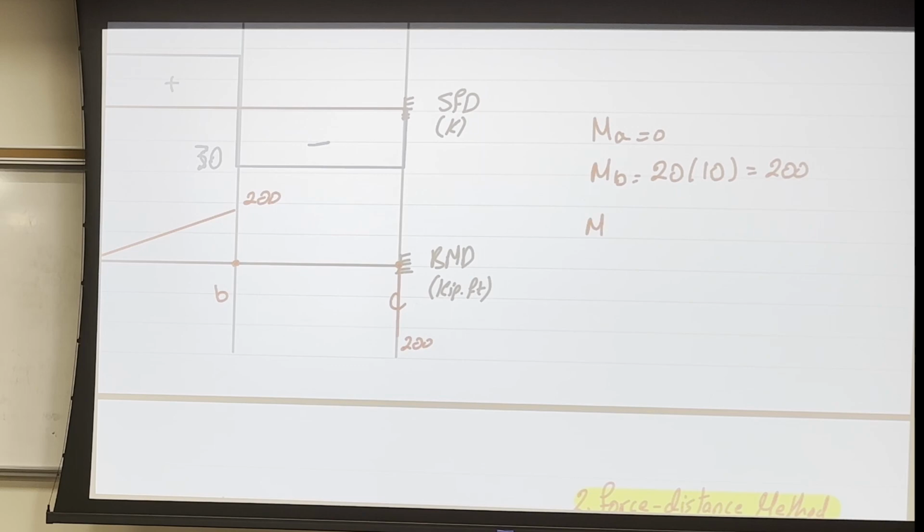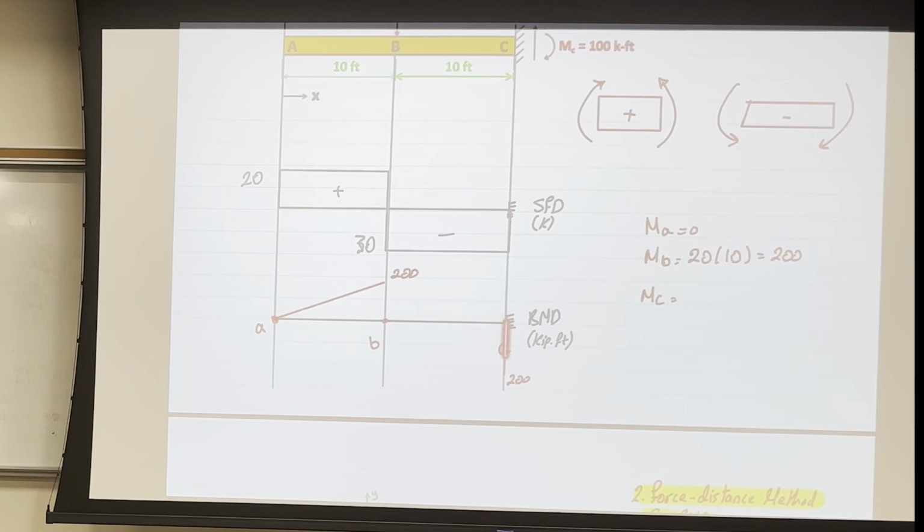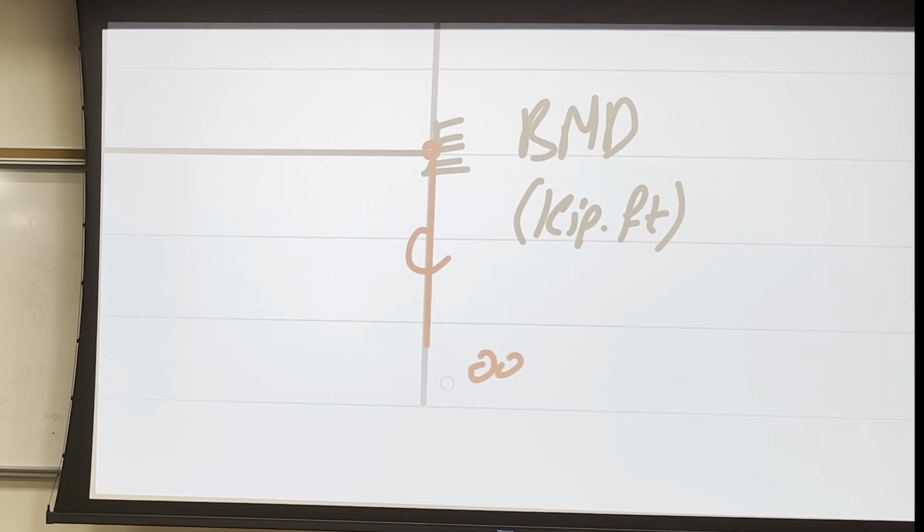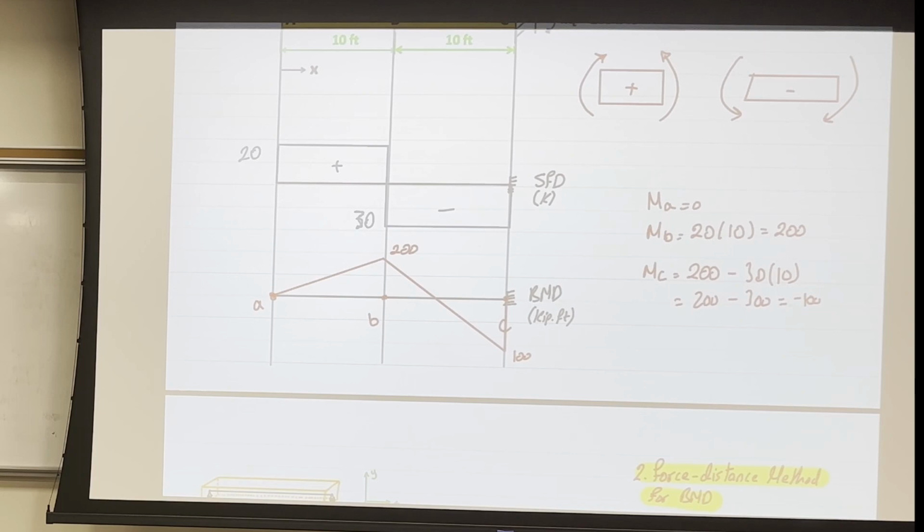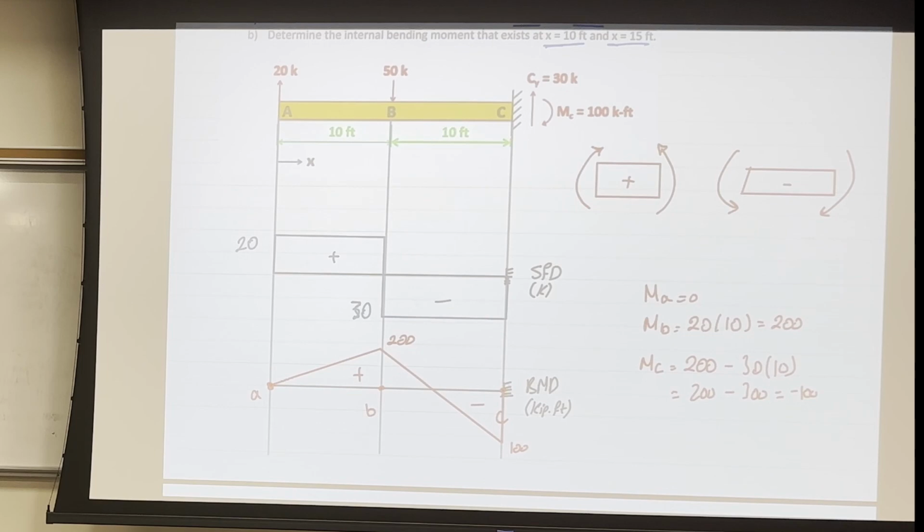Let's do the MC. So the MC is equal to 20 times 10, which is this first area. So I want to sum all this area basically. And I already summed this area by representing it with 200. So 200 minus 30 times 10, which is 200 minus 300, is equal to negative 100, which at this point, I'll go down by not 200, it is 100. And then I'll make a line between them. Okay, that's positive and that's negative. So that's one way to look into this.